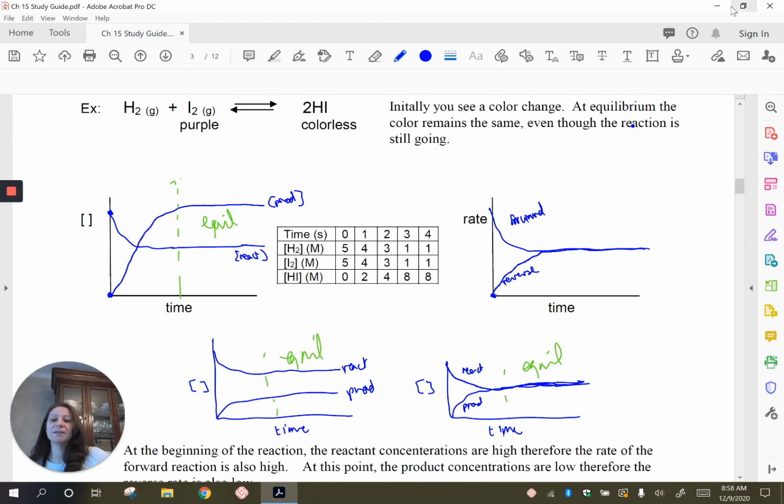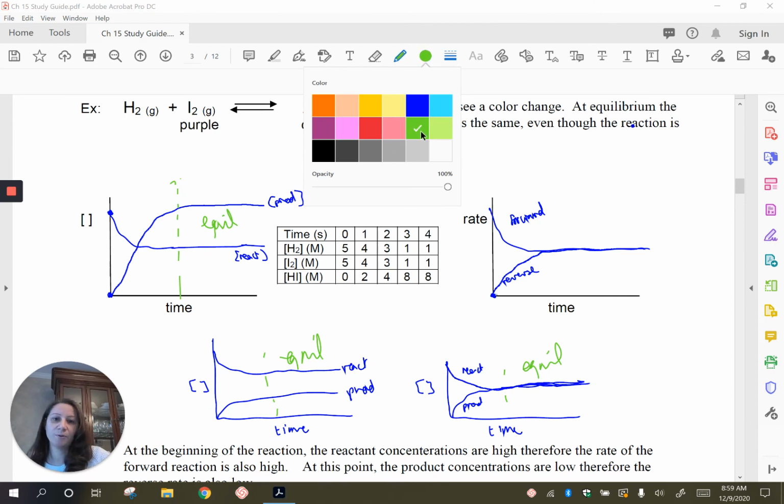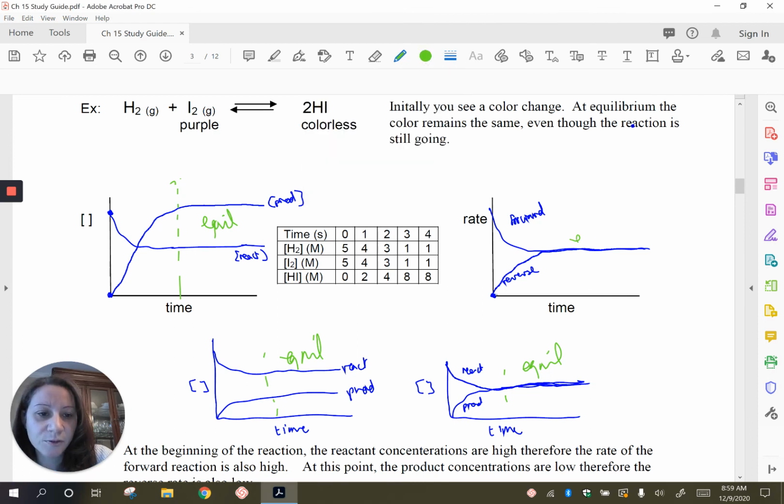So for rates, it is always going to look like this. No other choice. The forward rate is pretty high at the beginning, slows down, and becomes constant at equilibrium. The rate of the reverse reaction starts at 0, increases, and then remains constant at equilibrium. The forward rate and the reverse rate are equal at equilibrium. Not the concentrations, but the rates. So this is where you are at equilibrium: the forward rate is equal to the reverse rate.